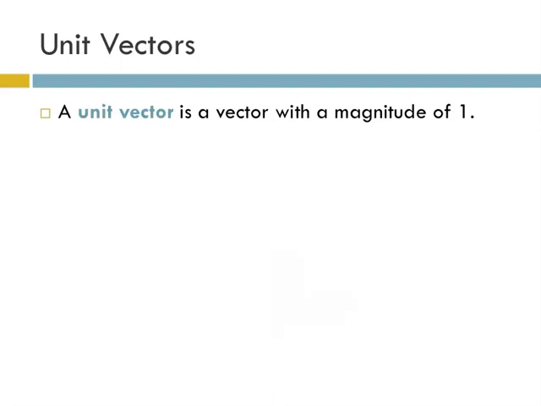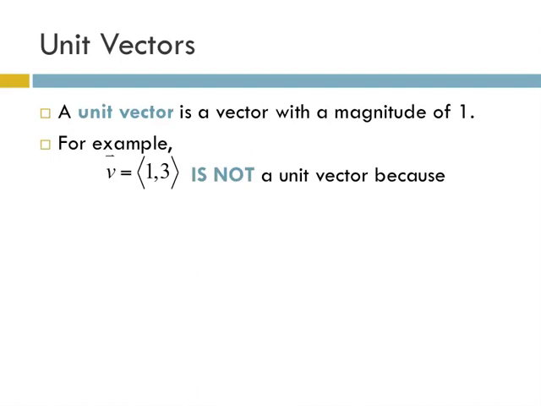So for example, if you have this vector here, with components 1, 3, we know it's not a unit vector because we can find the magnitude of this vector, and the magnitude is the square root of 1 squared plus 3 squared, which is the square root of 10, which is not equal to 1. So that's how we can tell it's not a unit vector.